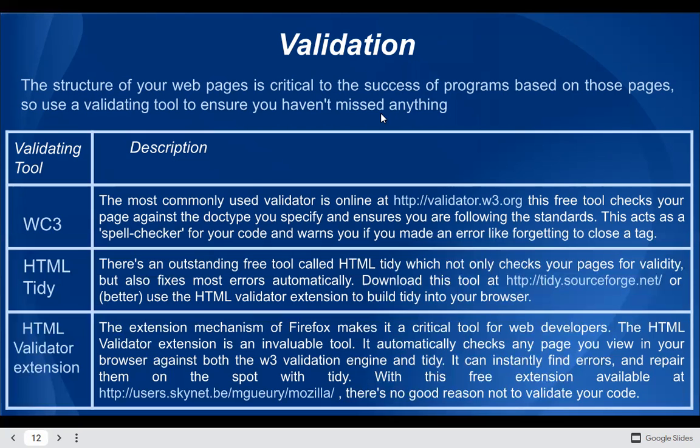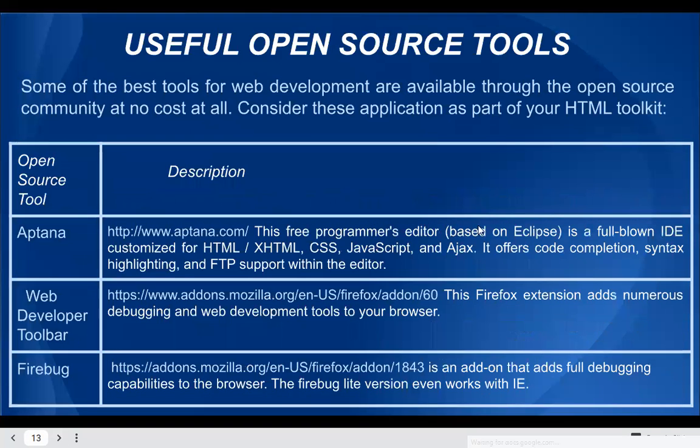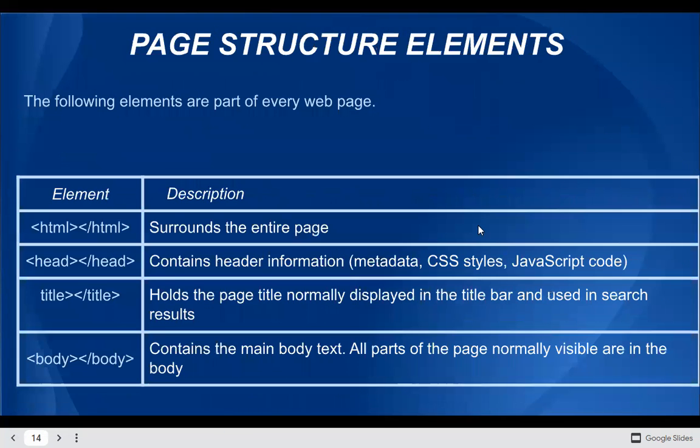http://user.skynet.be/mquery/Mozilla. So we should validate our code for following the standardizations. There are open source tools for standardization services, like web developer toolbars and add-ons we get from Mozilla, like Firebug. This is for your understanding only, that we can validate our HTML code with the defined software.